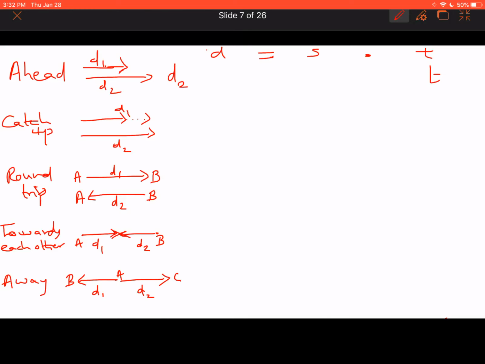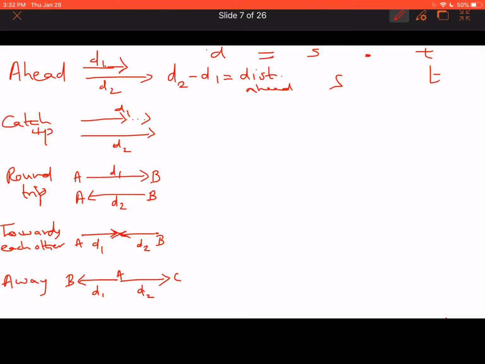This gives the distance ahead of each other. So the difference between the two distances is going to help you get the idea of how much distance those two vehicles are ahead of each other, and this is going to help you find the speed of one of the vehicles or the time taken to reach this distance.